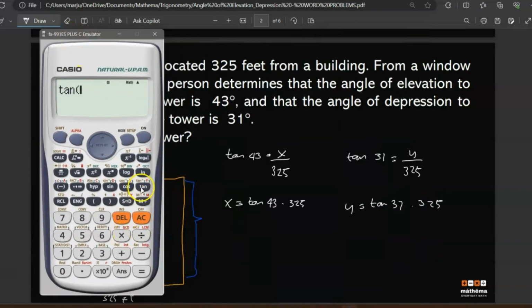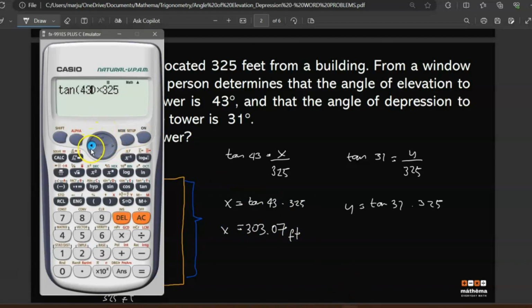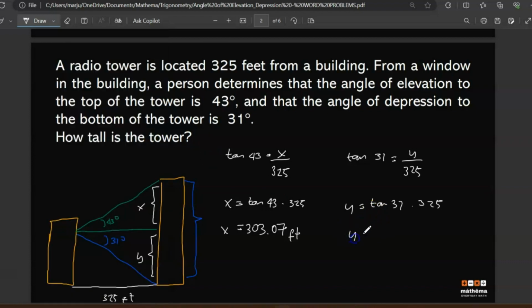So we will have tangent of 43 times 325. That gives us 303.07. That is our x. Again, this is in feet. Then we'll do the same with y. So tangent 31 times 325 gives us 195.28. So y is equal to 195.28. And again, to get the height of the tower, we need to add x plus y.